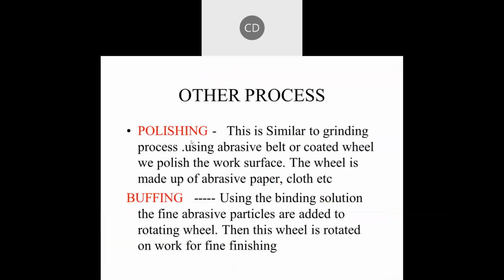And the other process, polishing. Polishing is similar to the grinding process, using an abrasive belt or coated wheel. We polish the workpiece. The wheel is made of abrasive paper or cloth, etc. So that is a polishing operation. Then buffing is a blending operation. Particles are added to the rotating wheel, then this wheel rotates. The work will be finished by the buffing process.